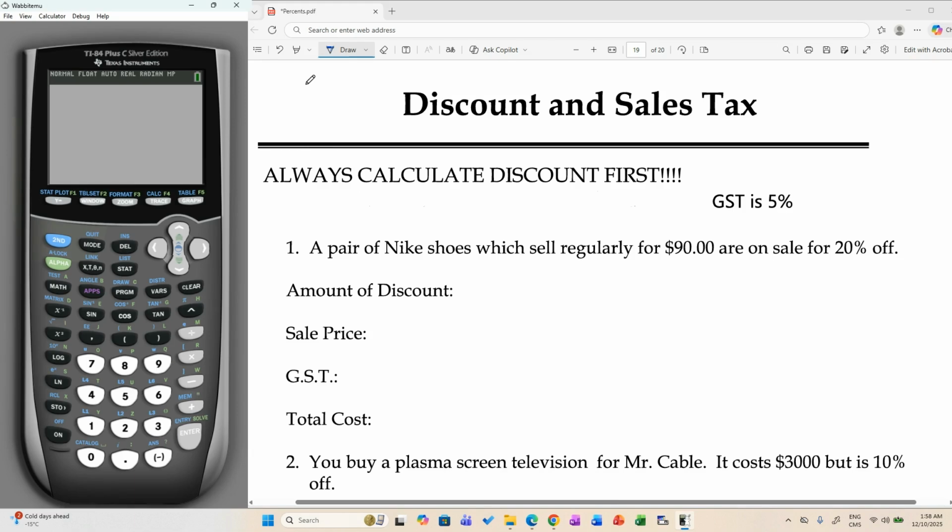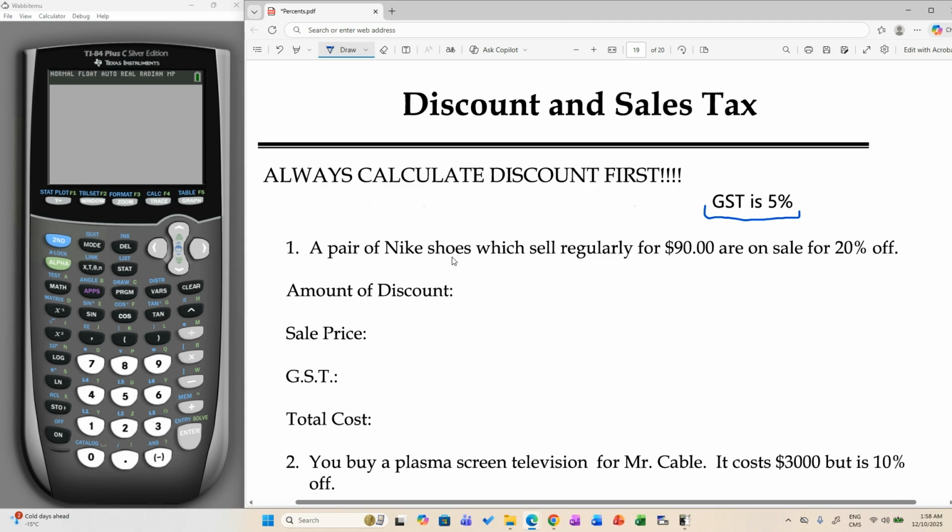Hi class, in this video we're going to talk about discounts and sales tax, and how to find it using a calculator. And for sales tax, we're going to refer to GST, which is 5% throughout all of Canada. Now let's go over our first example.